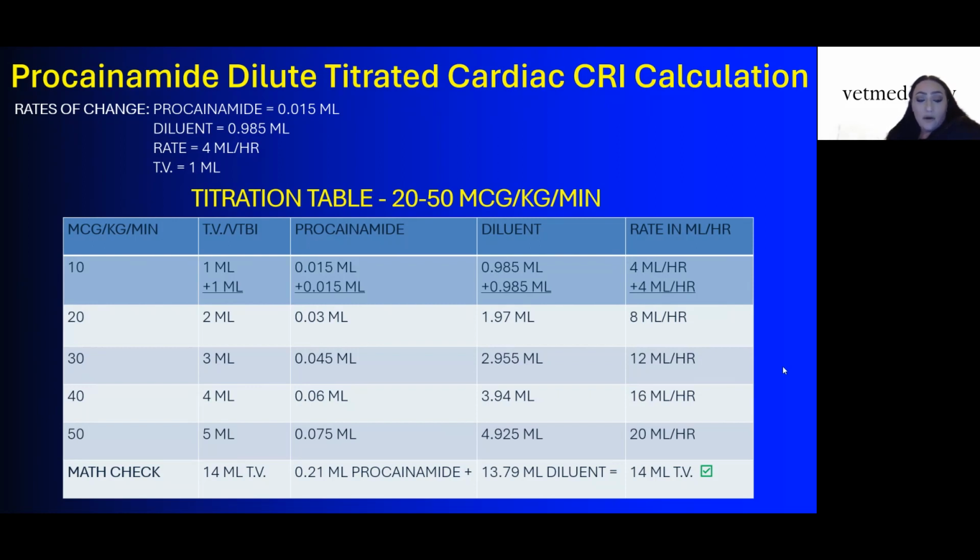Again, we want to do our math check of our total volume and our VTBI. We get 14 mils on the left-hand side. We go ahead and add up our volume of procainamide, 0.21 mils procainamide plus 13.79 mils of diluent, and that also gives us 14 mils total volume in the right-hand corner.